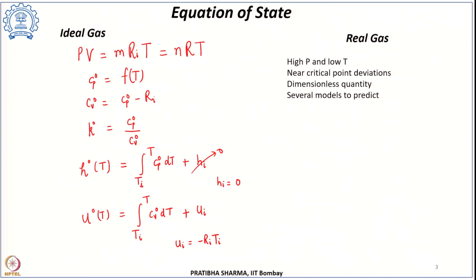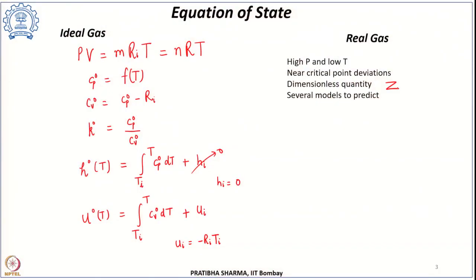Considering ideal gas, we are able to explain many of the phenomena, many of the cases, and we can still explain those with very good accuracy. But when it comes to considering high pressure or low temperature cases, there is a deviation from the ideal gas behavior, and if we still use the ideal gas equation of state, we may end up getting erroneous results or deviations. Now, it is observed that as we move towards the critical point, these deviations increase, or the change in the deviations is higher when we approach the critical point.